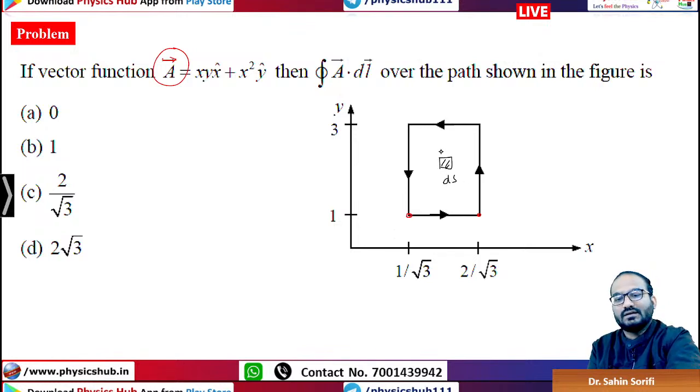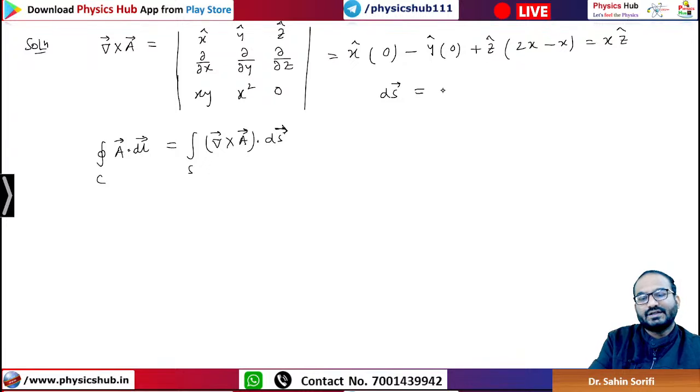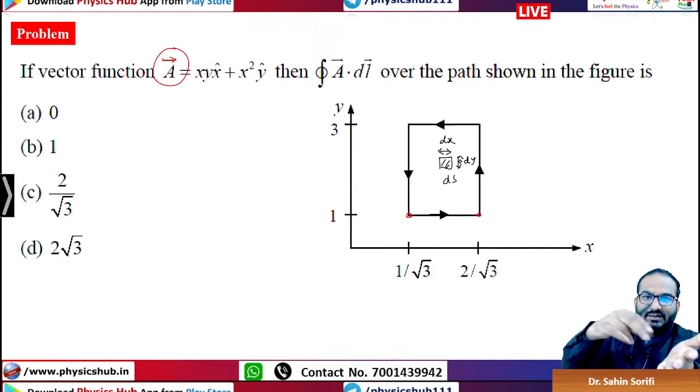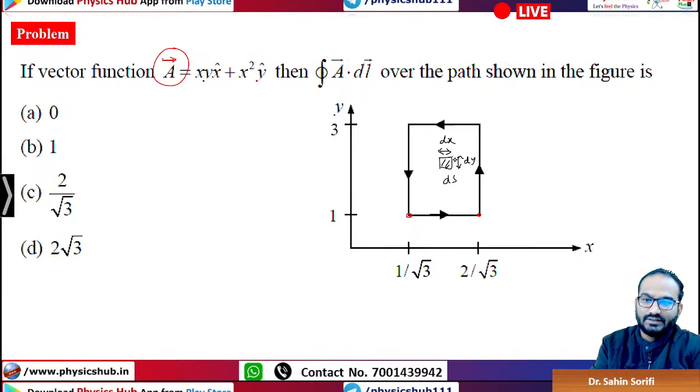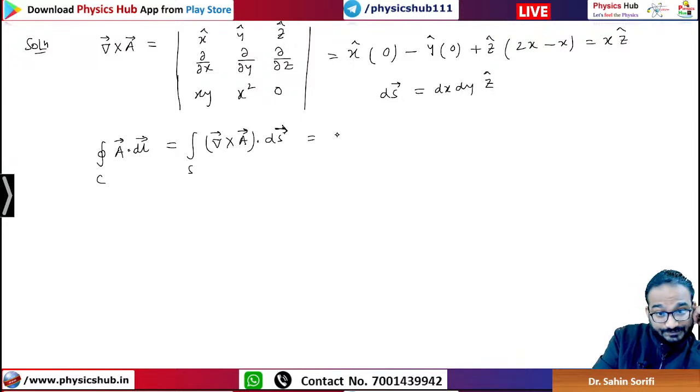Along this side, this is dx, this is dy, and if you take it in a counterclockwise sense, what will be the direction? It will be k cap, right? If you rotate it along this, it is coming out. So ds is nothing but dx dy. What will be the direction? z cap, because the direction of area is perpendicular to that. If you are considering the element in the xy plane, obviously the perpendicular direction will be z cap. That is why we have written dx dy z cap.